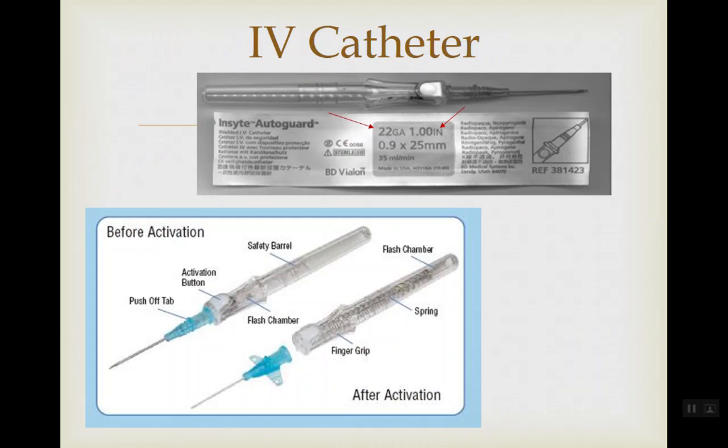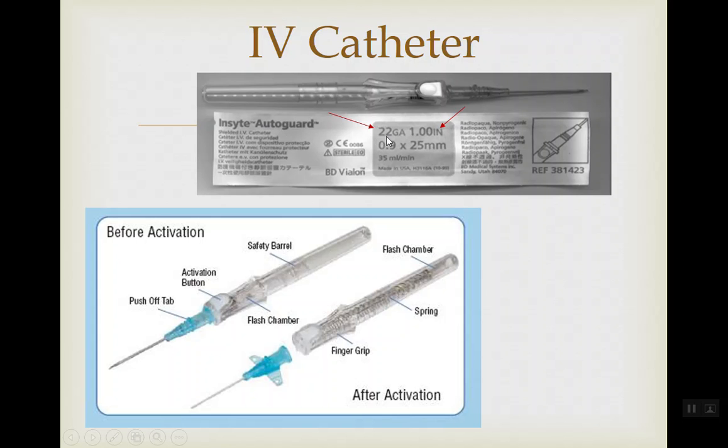Okay, so the IV catheter. If you guys have had any experience with these, you know that most of them are needleless now, so it's very difficult nowadays to stick yourself with a needle because they have these needleless systems. First of all, on the outside of the package, this is an Insight AutoGuard, which a lot of facilities use. We're not going to be using those tonight. We're going to be using a little bit different kind.